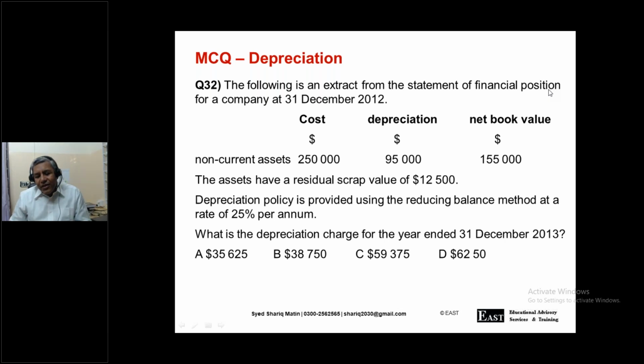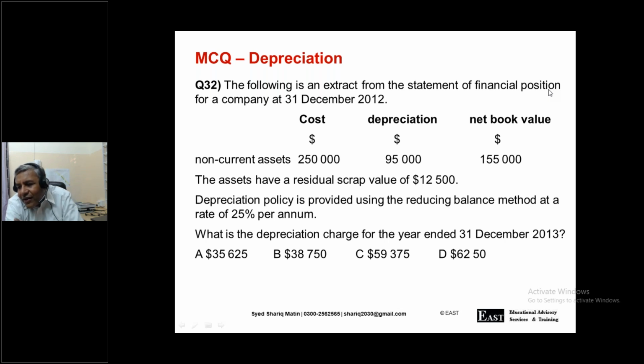Okay, this is quite an easy one, right? All you have to do is to calculate depreciation for the current year at net book value, and we know net book value is cost minus accumulated depreciation, right? And the rate of depreciation is 25%, reducing balance method. So the cost is 250,000, the accumulated depreciation is 95,000, and if you deduct them, 155,000 is the net book value, and you have to calculate 25% of it.